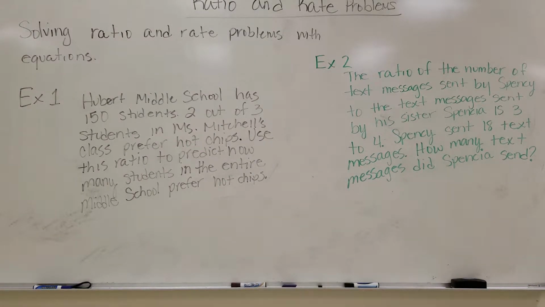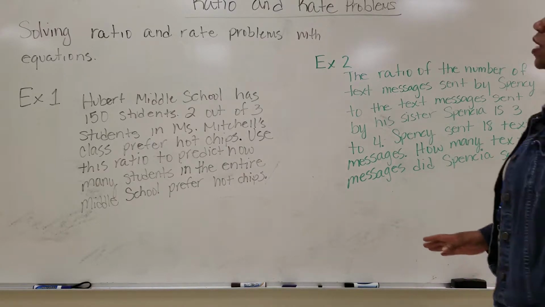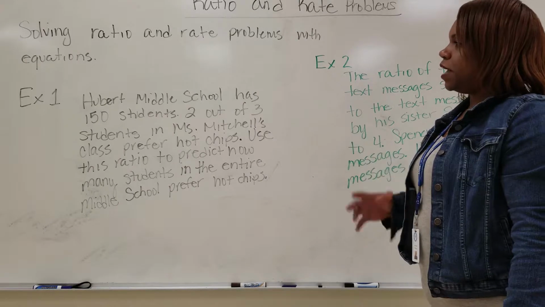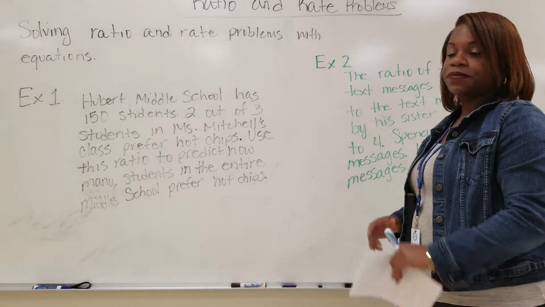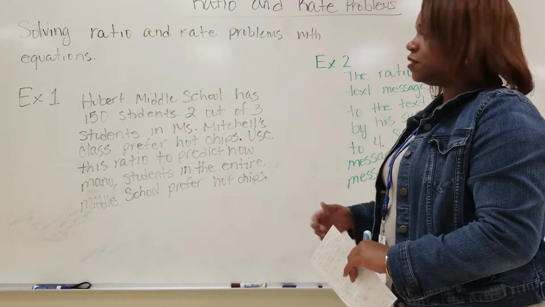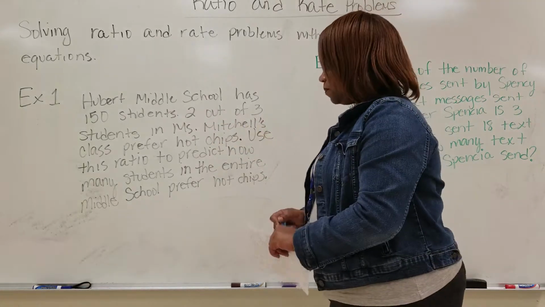Hubert Middle School has 150 students. 2 out of 3 students in Ms. Mitchell's class prefer hot chips. Use this ratio to predict how many students in the entire middle school prefer hot chips. All right, so the first thing that we need to do is make this into an equation using the ratios that were given to us. And the ratios that were given to us were 2 out of 3.